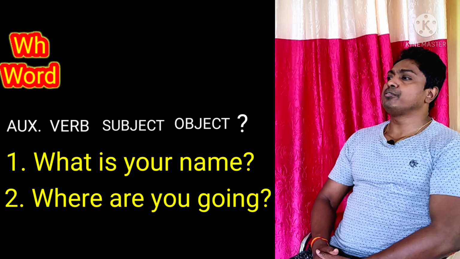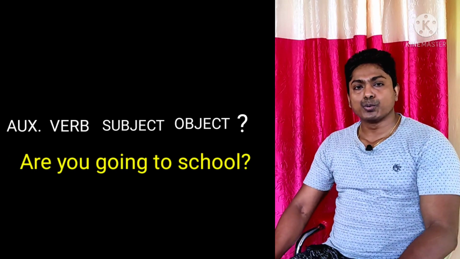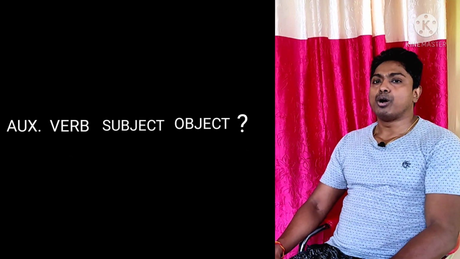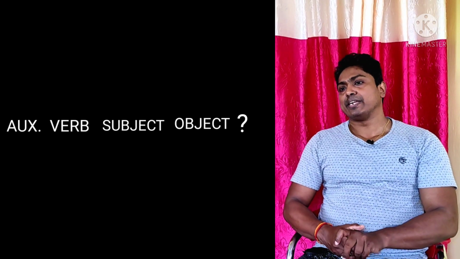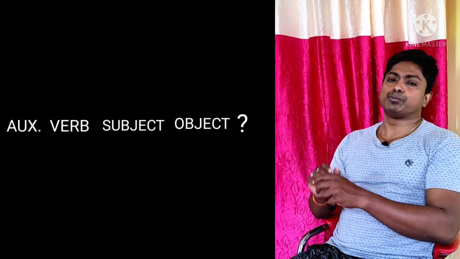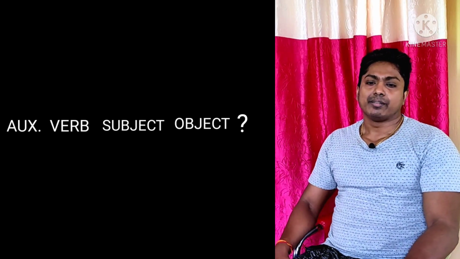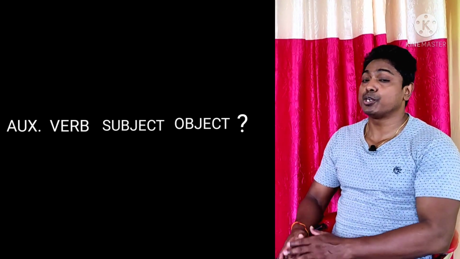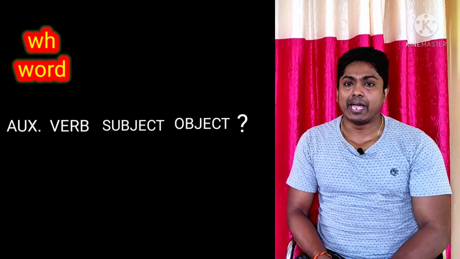Okay, but if you take the other sentences, for example, are you going to school? This is what? In that case it starts with an auxiliary verb. So very simple, how will we identify an interrogative sentence? First of all there should be an auxiliary verb, then subject, then object, finally there should be a question mark. But in some cases you will find that there can be a WH word at first.